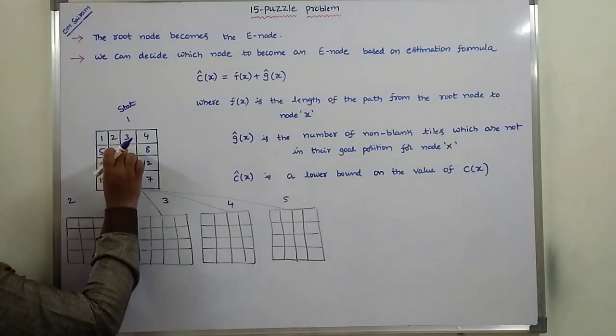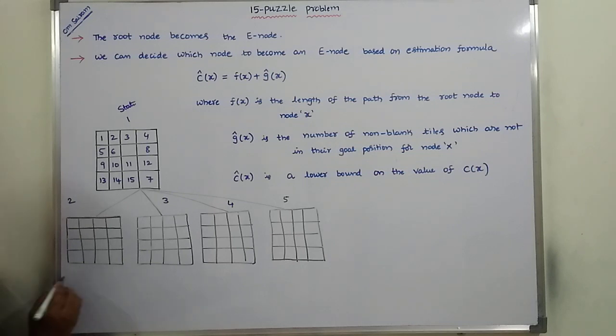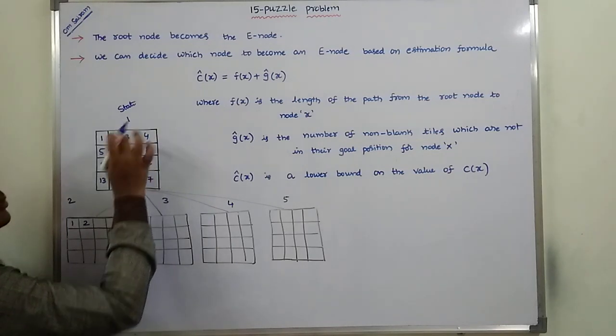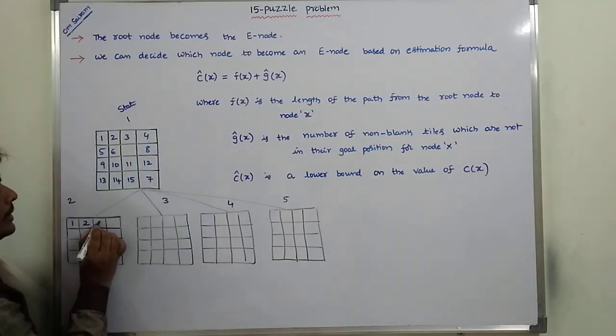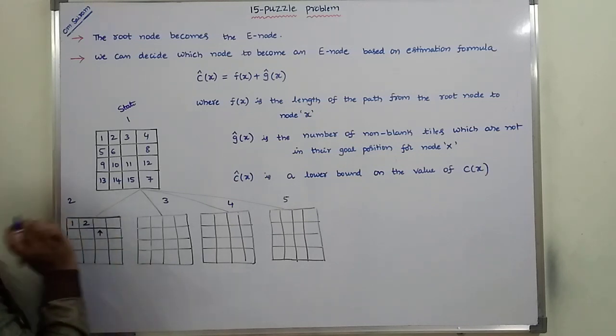So then, this empty tile can be moved to this position. Okay, we are creating one arrangement. That arrangement is called a new arrangement. So that is 1, 2, this empty tile can move to this position. So this position is the vacant position. Okay. So now this empty tile can be moved to this position.